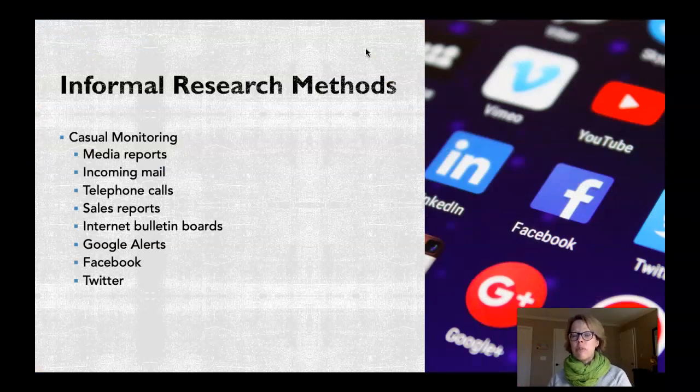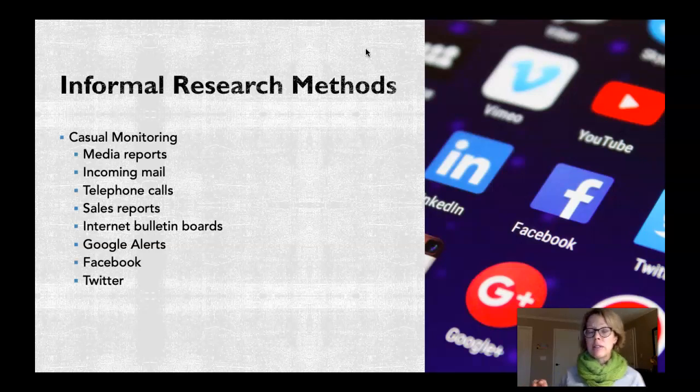There's always informal research methods. Those methods continue: watching the media, setting up a Google alert so that you know what's being said about your organization. What kind of mail are you getting, if it's email or letters? What kind of calls? What kind of information are you getting through social media? I've mentioned Google Alerts. It's real easy to do. Go to Google and put in Google Alerts, and it'll show you how to do it.